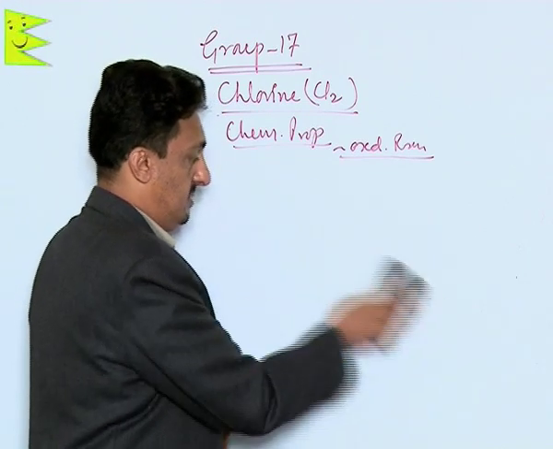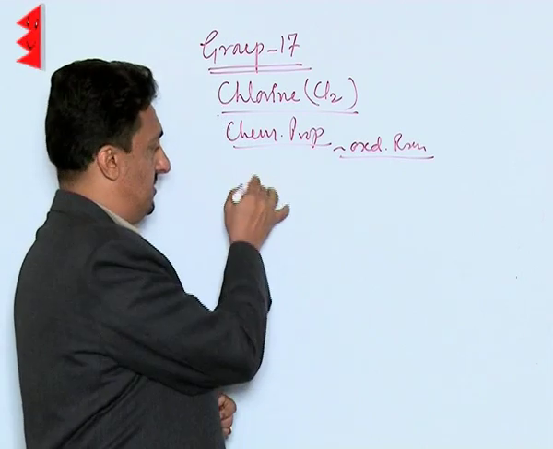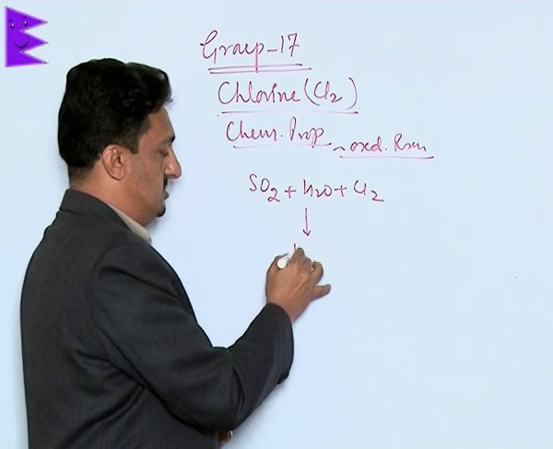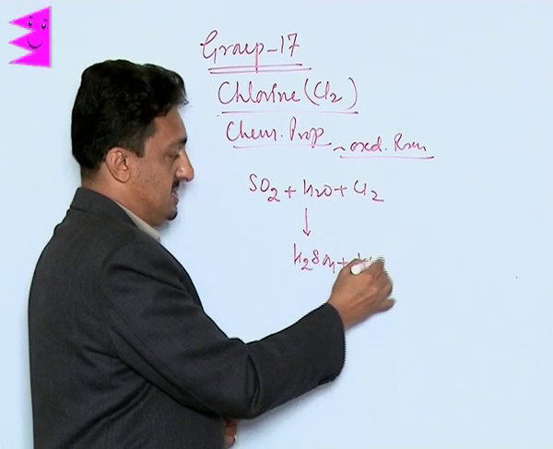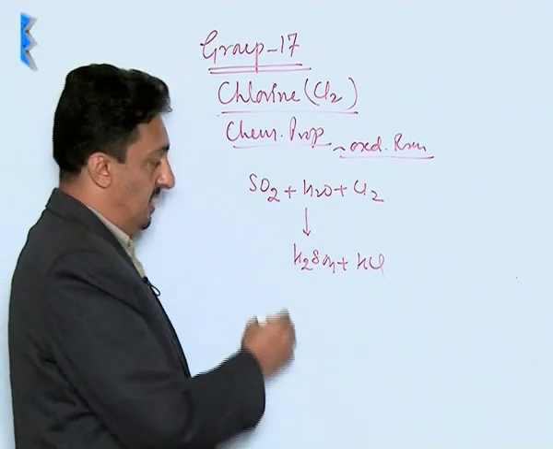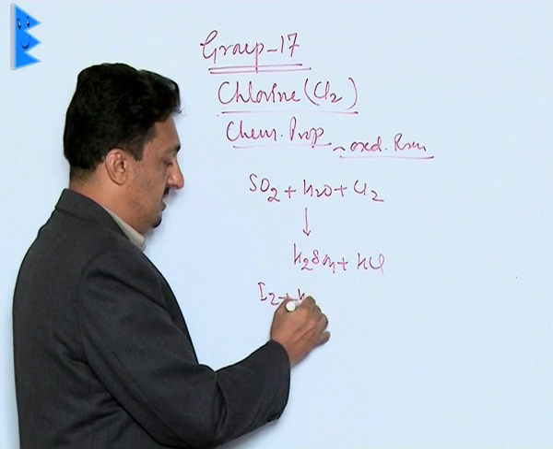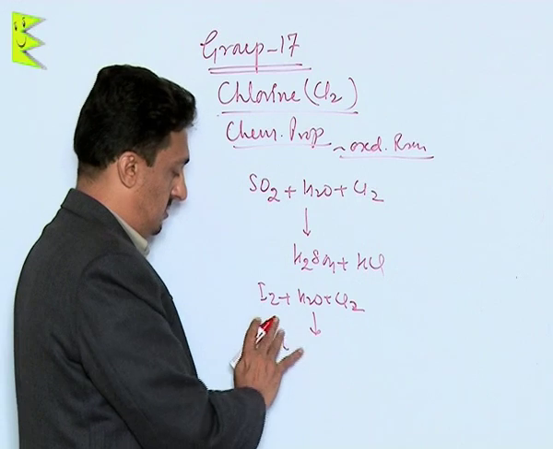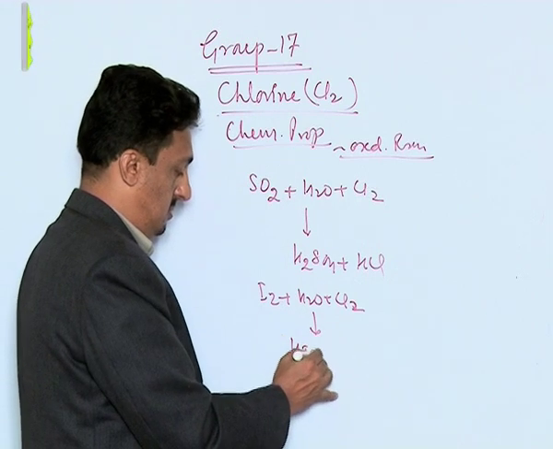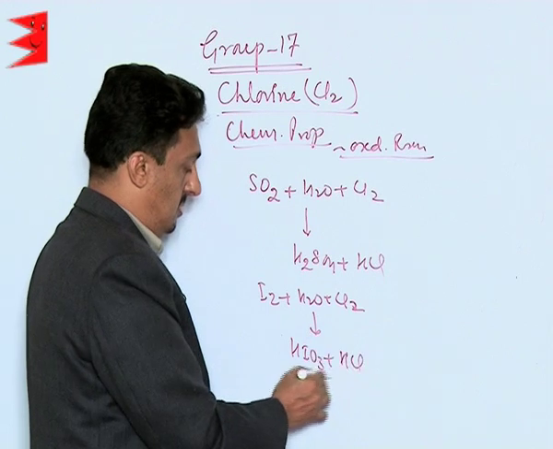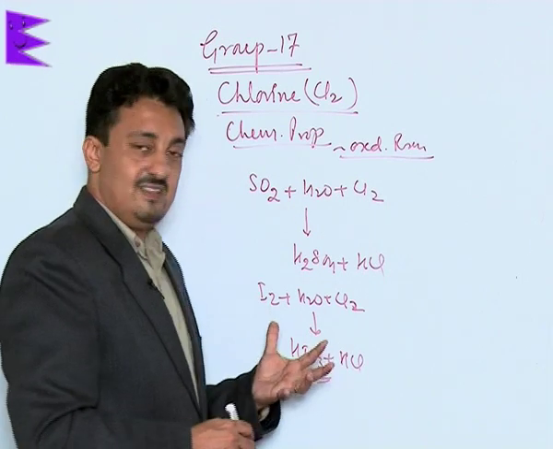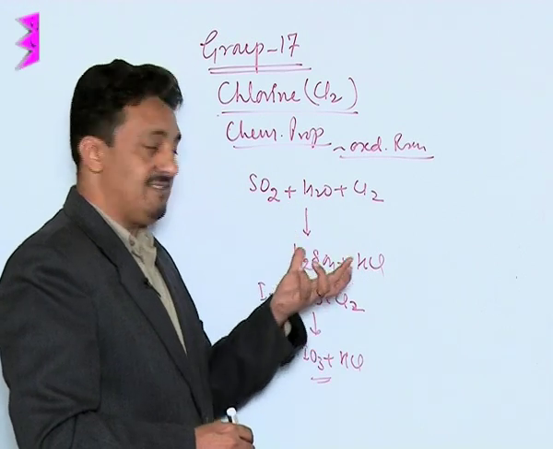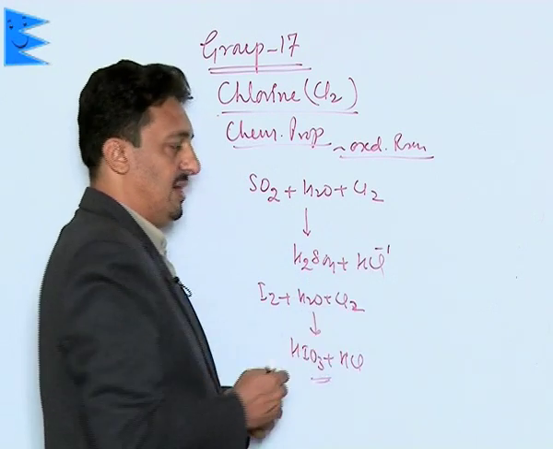Also, it can oxidize sulfur dioxide aqueous solution to sulfuric acid and HCl, as well as iodine aqueous solution to iodic acid and HCl. So all these are its reactions in which it is very clearly seen that it is acting as an oxidizing agent, and itself is getting reduced to the -1 oxidation state.